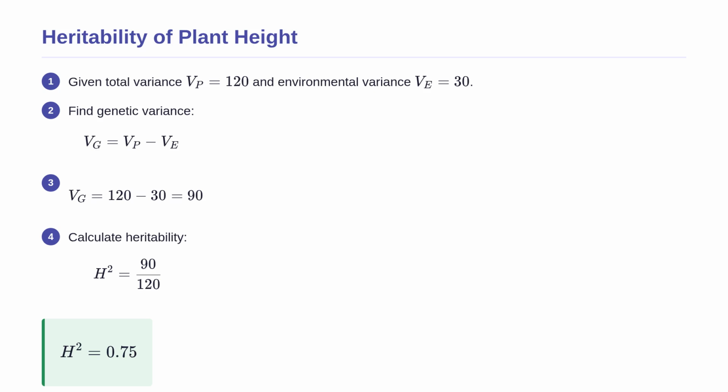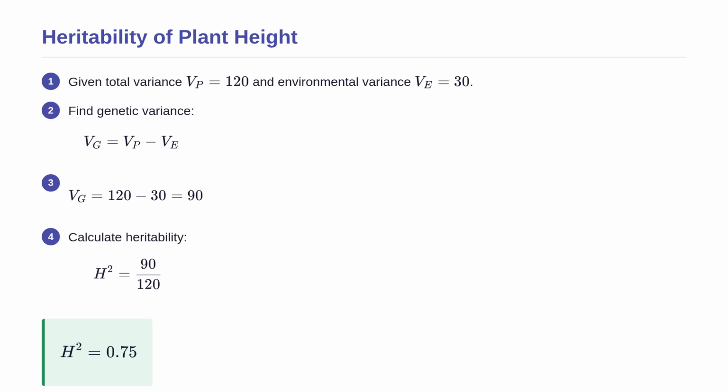Let us see this formula in action with a concrete example. A botanist is studying wild sunflowers and finds the total phenotypic variance in height is 120 square centimeters. Through experiments, she determines the environmental variance is 30 square centimeters. We are asked to find the genetic variance and the broad sense heritability.